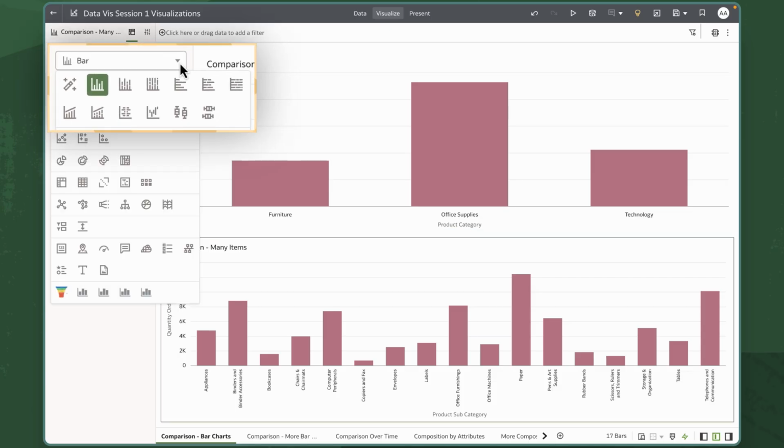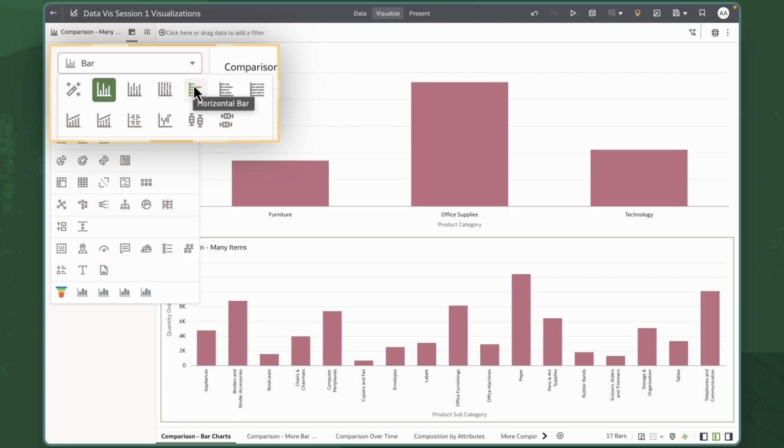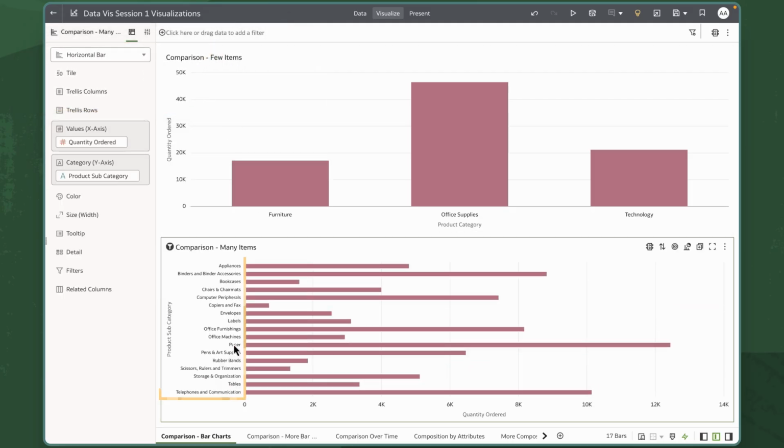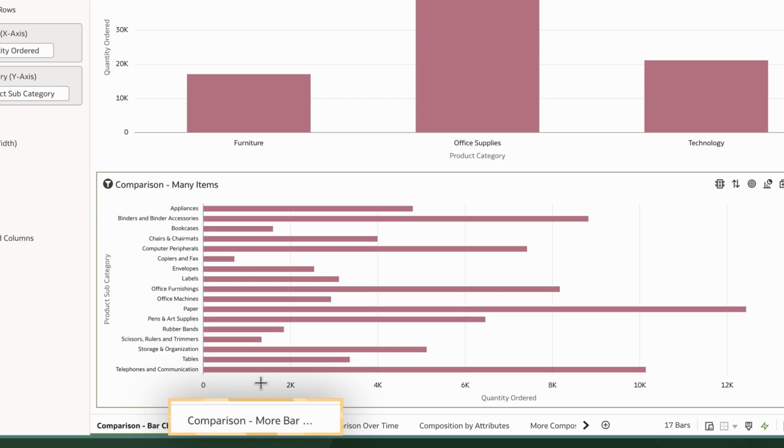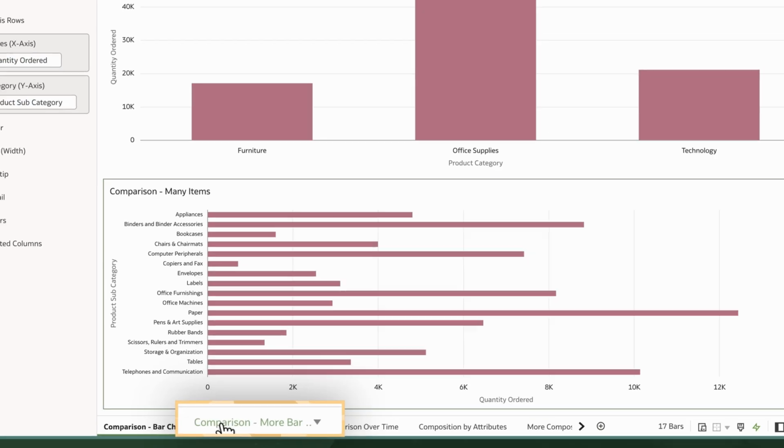I can make the multi-item comparison easier to read by turning it into a horizontal bar chart through the grammar panel. This makes the axis labels more legible and easier to read for my analytics consumers. I can use additional elements to show a comparison in bar charts.